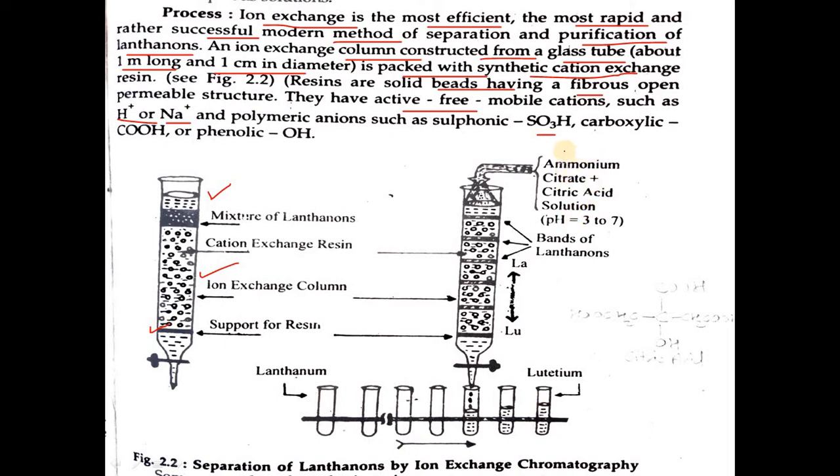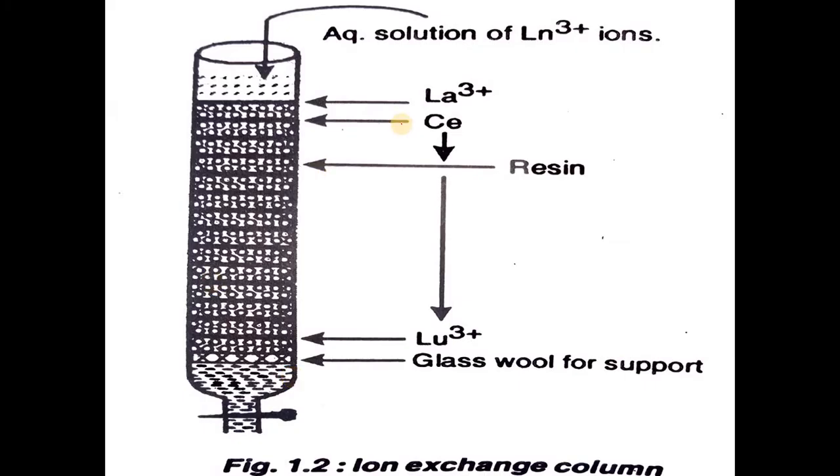So for separation purposes, ammonium citrate plus citric acid solution in the pH range 3 to 7 is poured at the top of the column. So different bands of lanthanides will be formed. The first one, less firmly attached, lutetium, with small size, will be separated first, and lastly lanthanum. So here first we are getting lutetium and lastly we are getting lanthanum. So this is the separation of lanthanides by ion exchange chromatography.